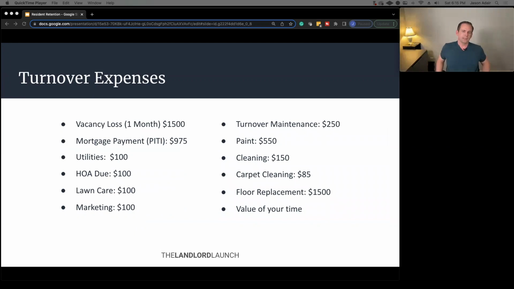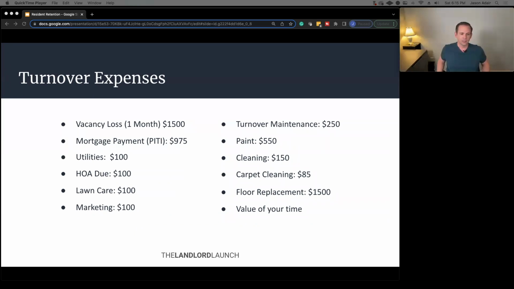So let's take a look at turnover expenses. These are some of the more common ones, and I'm sure that if we get a group of landlords together, we can probably come up with 20, 30 more. But let's just look at vacancy loss. If you've got $1,500 a month rent, let's look at this monthly. I think I have this laid out. Vacancy loss, 1 month's rent, $1,500 you're not putting in your pocket.